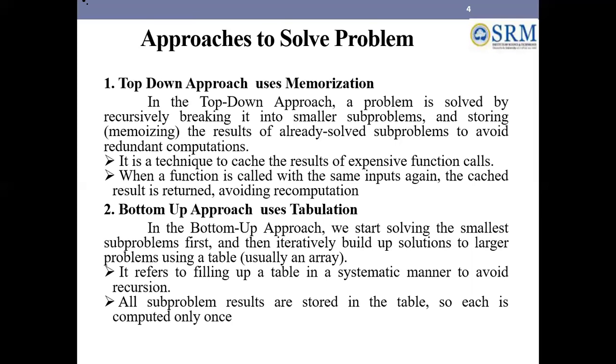The second one is the bottom-up approach. Here we are taking the base case. We are solving the base case initially. Then it uses an iterative approach, looping statements, to build the solution from the base case to the whole solution. Usually it uses an array or table. It refers to filling a table in a systematic manner to avoid recursion. The problem results are stored in a table, so each is computed only once. So there are two types of approach: top down, that is memorization, and bottom up, tabulation. Top down uses recursive calls. Bottom up uses iterative calls.